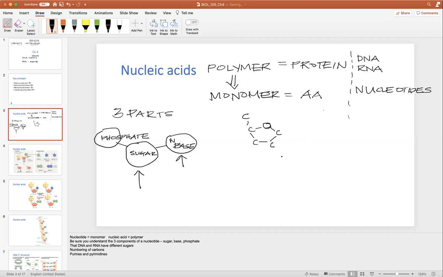So it is a 5-carbon sugar. And by convention, we number these sugars starting with the oxygen and going clockwise, and we say that this is the 1', 2', 3', 4', and the 5' carbon, okay? It is important that you know this numbering because that will be important when we learn about the structure of both DNA and RNA a little later.